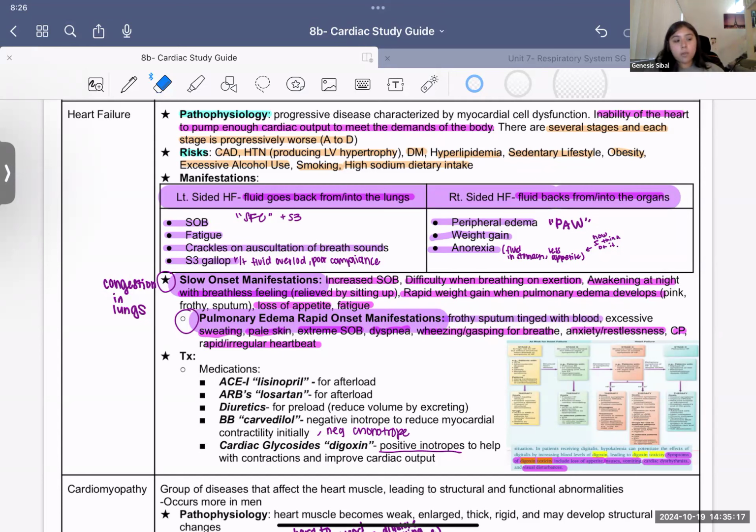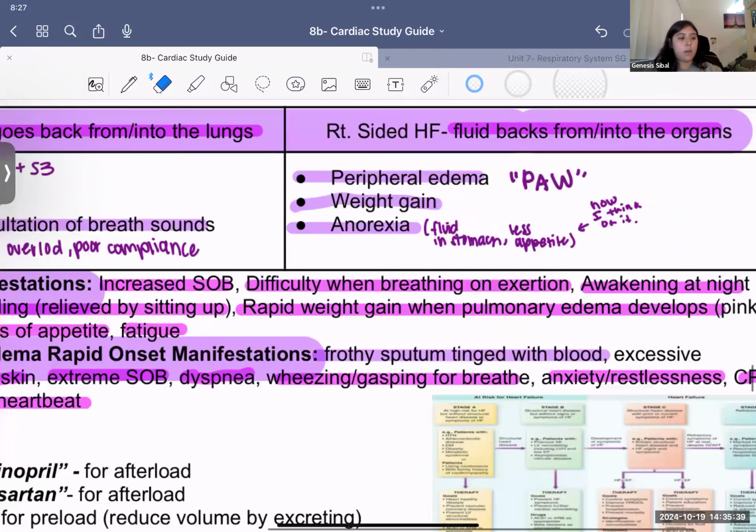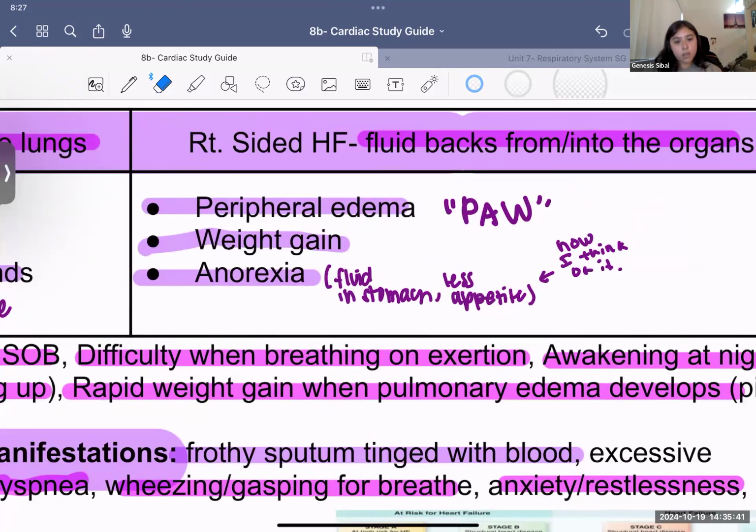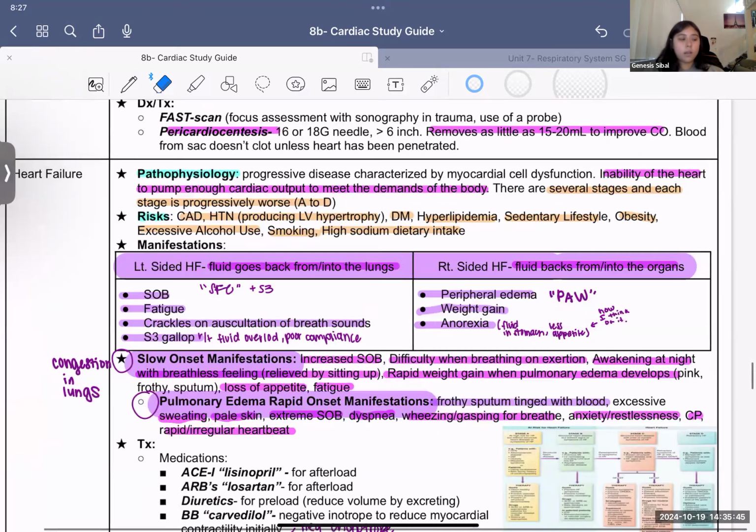So that's why you see peripheral edema, because it's going back from that ventricle to the atrium to the rest of the body, because that's where it came from before the right side. So just think about what comes before both of these sides of the heart. That's where you're going to see edema, because we're talking about the rest of the body. You're going to see weight gain, obviously, with the edema. And then with anorexia, this is how I thought about it, there's fluid in the stomach, so you're having less appetite. The acronym for that was PAW that I came up with.